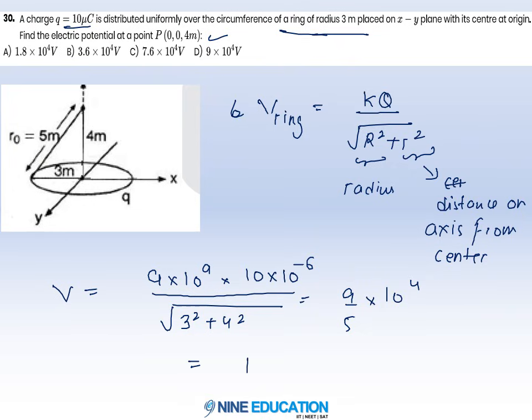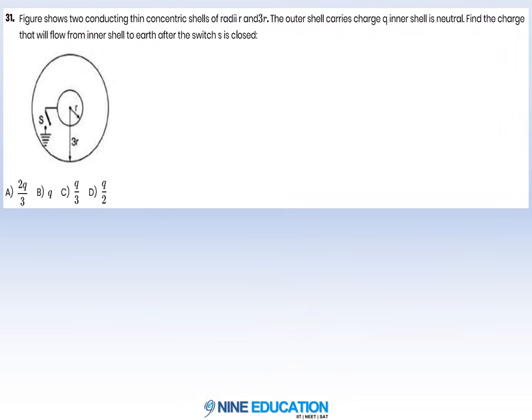So we are getting 1.8 into 10 power 4. So option A is correct. In this question, two conducting thin shells of radius r and 3r are given. The outer shell carries a charge q, the inner shell is neutral. Find the charge that will flow from inner shell to the earth after the switch S is closed.